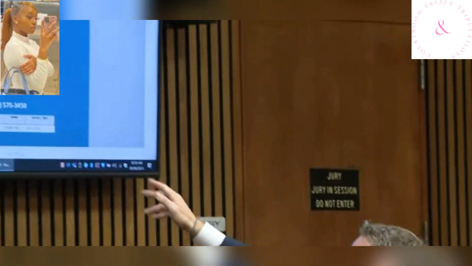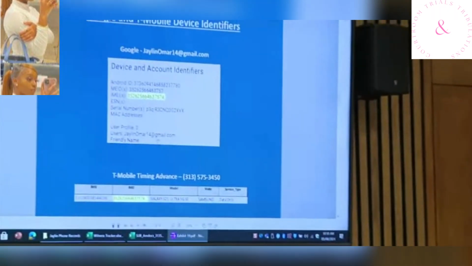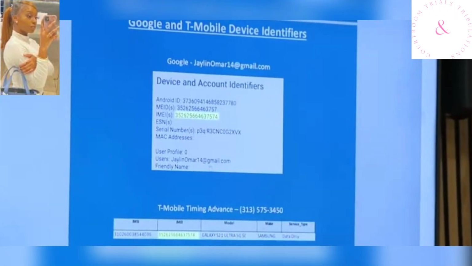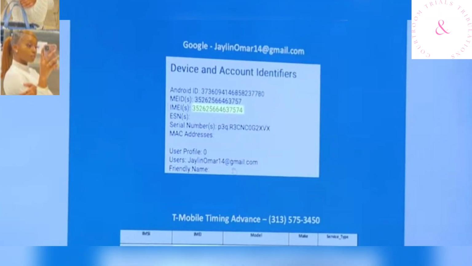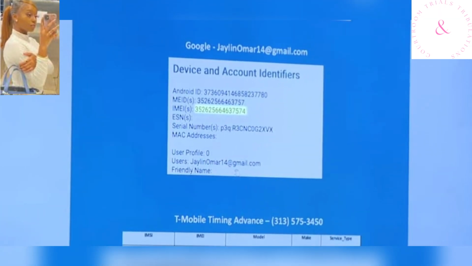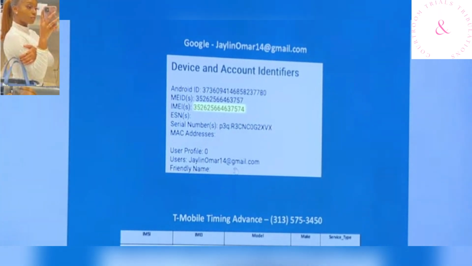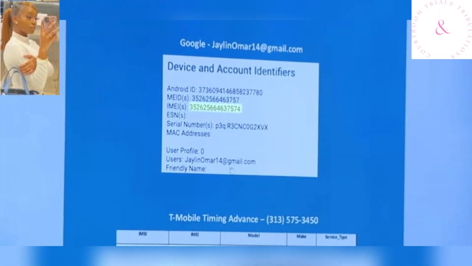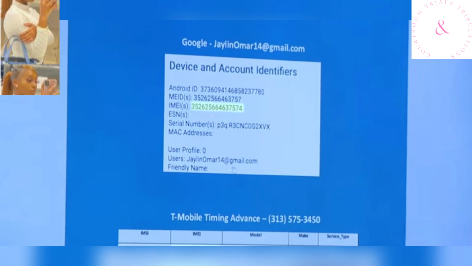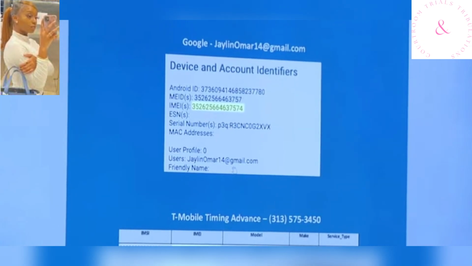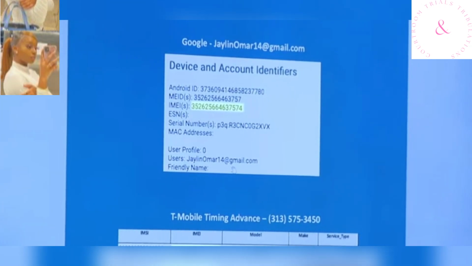35266-566-4637-574. Looking at the timing advance records, or the call detail records as well, you get that same information as to that unique device that is utilizing the network for T-Mobile. And it has that exact same number. So the same device that was generating location information for the Google account is the one being used on the T-Mobile account.